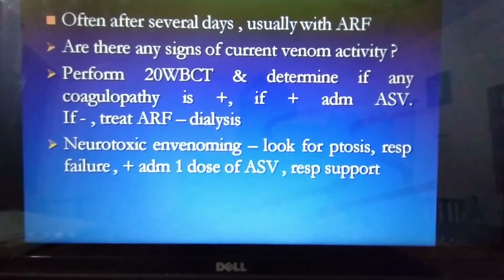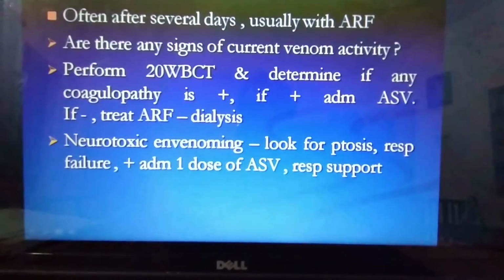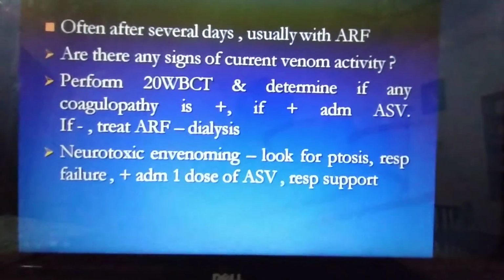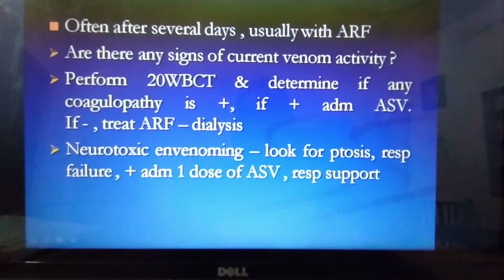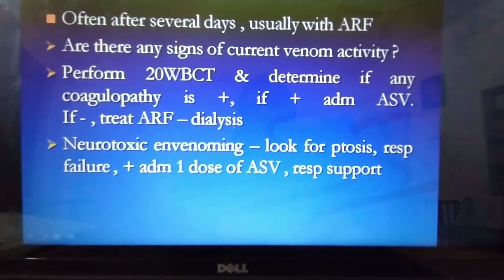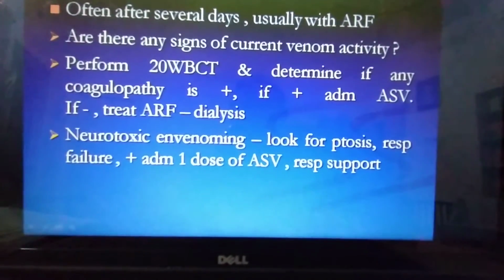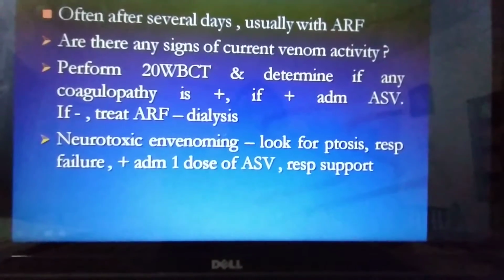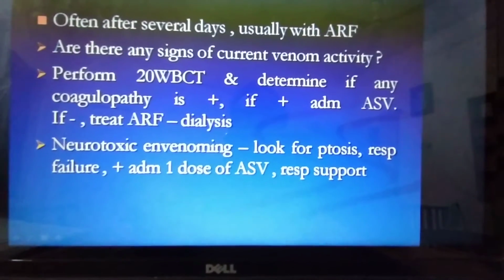Suppose it is a neurotoxic envenoming. Look for ptosis, see whether the eyelid has dropped or not. If there are any respiratory difficulties or respiratory failure, then you can administer 1 dose of anti-snake venom along with respiratory support. See that the patient is supported to overcome the respiratory failure.